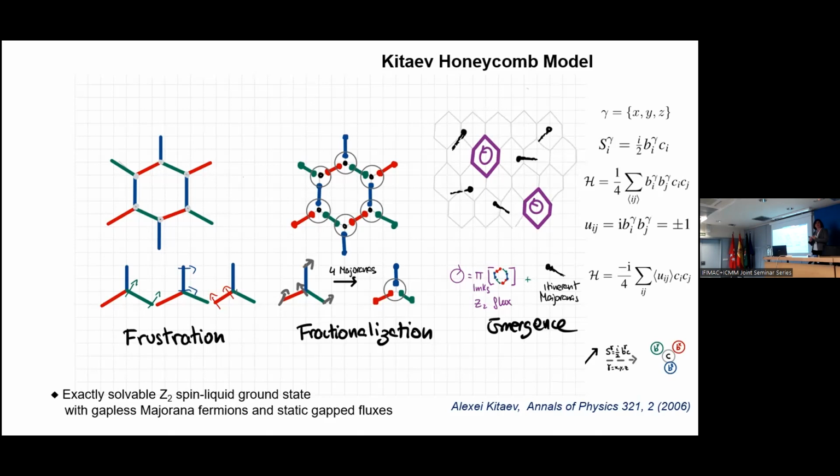And by doing that, here's the math, what happens is that your Hamiltonian, you will get some constants of motion, so that your Hamiltonian becomes quadratic. And a quadratic Hamiltonian, you know how to solve. So the solution of this Hamiltonian is the fact that the ground state is a Z2 spin liquid, and it has gapless Majorana fermions.